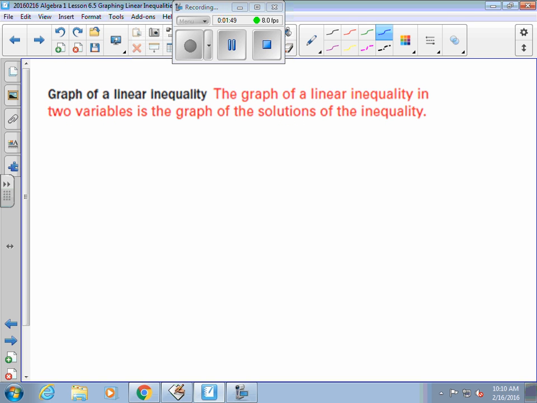A graph of a linear inequality in two variables is the graph of the solutions of the inequality. It's just like graphing a line, just like graphing the linear equations we learned how to do, except again, it's going to have either a solid or dashed line, but you're going to shade one side or the other based on the truth value of one point, based on if something is a solution or not.